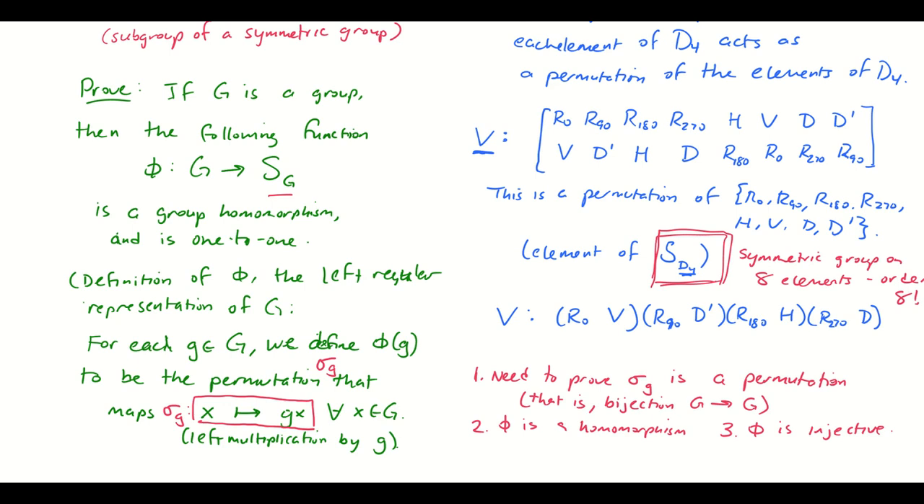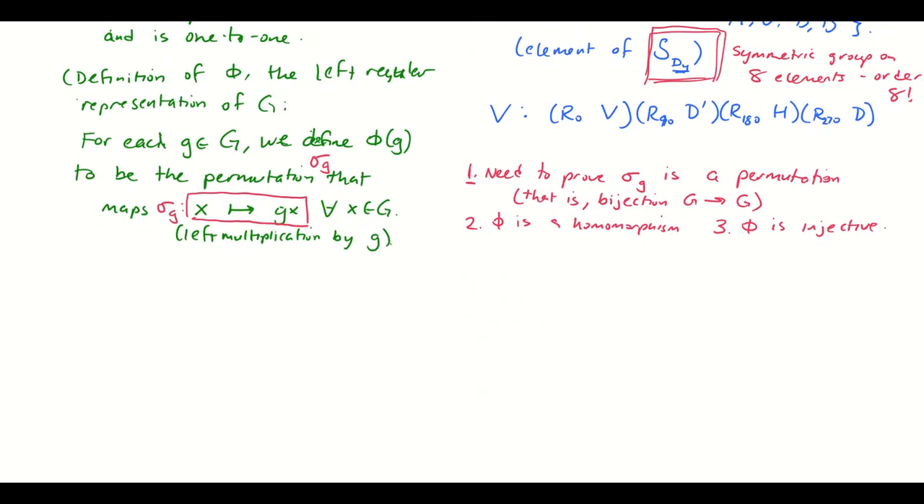So I think I'm going to split this into a couple of videos. In this video, we'll go ahead and prove number 1, that this left multiplication by g really does permute elements of G. And then we'll prove the other two things in the other video. We'll prove that phi is a homomorphism and that it's injective. All right, so let's start with the proof of number 1.